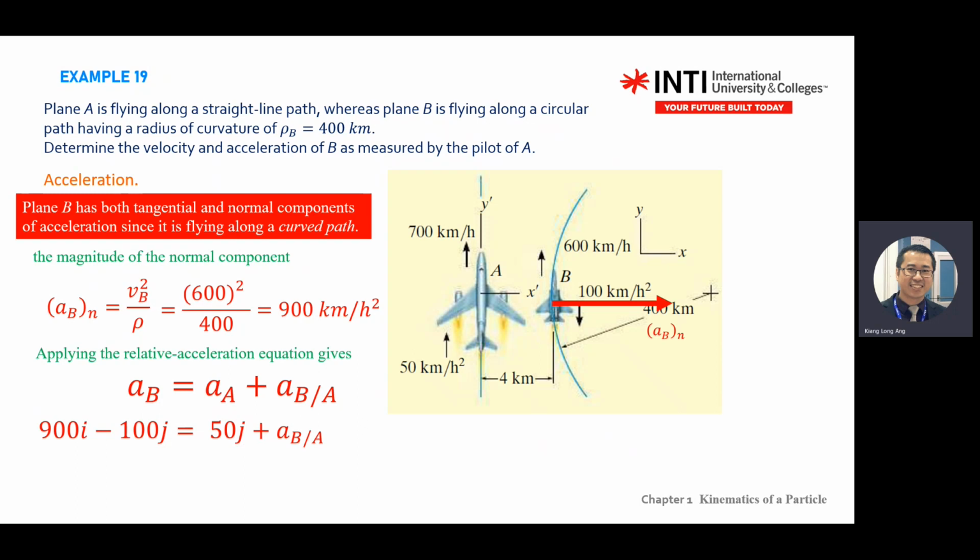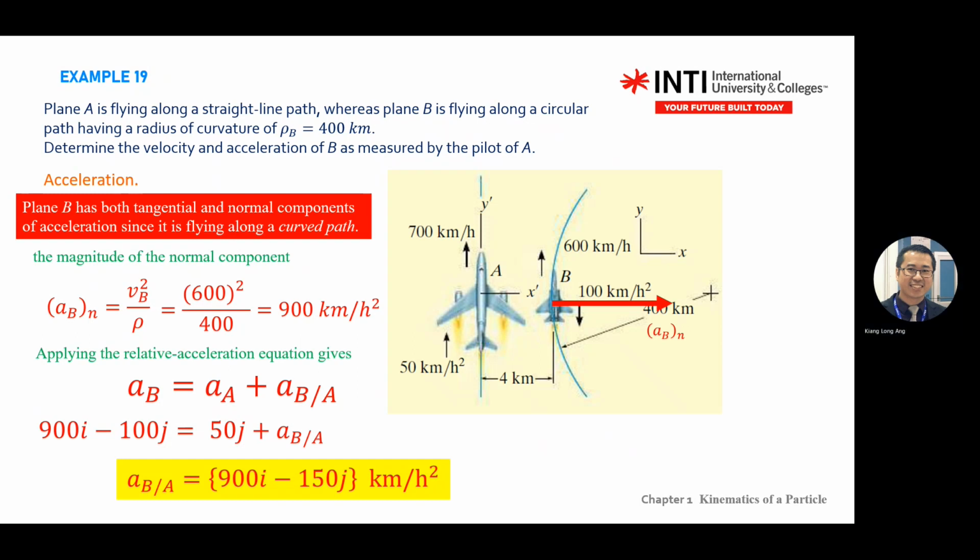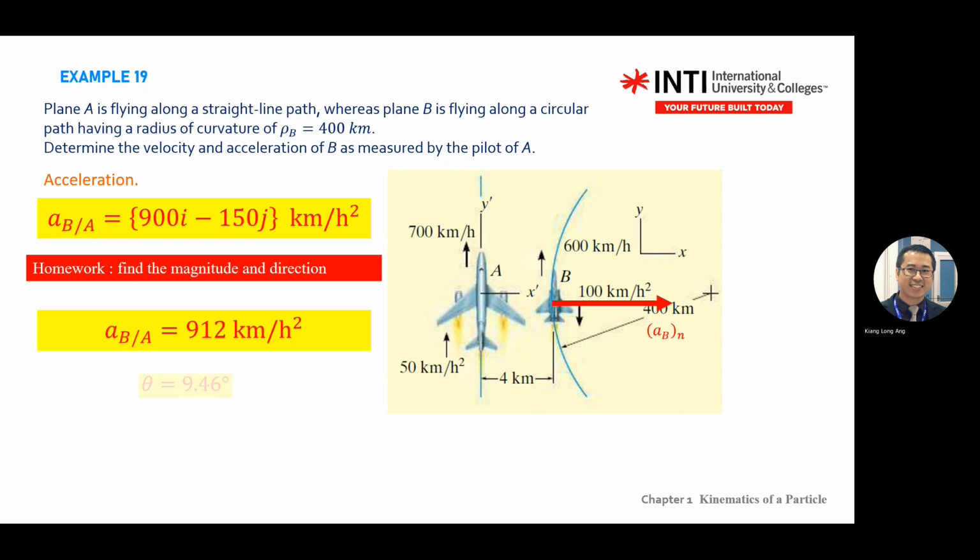Then a_A is 50, given in the diagram, in the j direction. Then you solve, you have i and j, and you put i and j together to get the relative acceleration. Here you can find magnitude and direction. Square this one, square root, and you get an angle of 60. This one is slowing down.